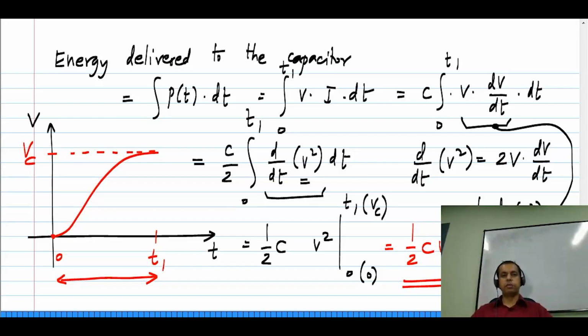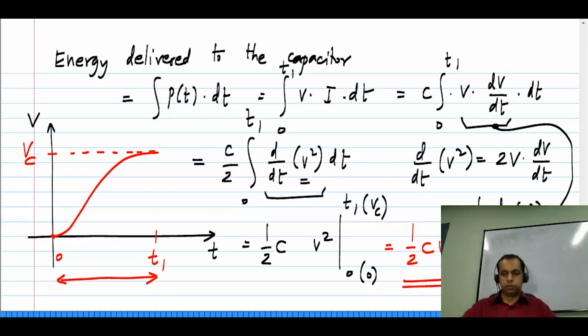Now, of course, this gives you the formula for the capacitor's energy when its voltage is Vc, because if the capacitor's voltage is Vc, you can imagine that it is taken from 0 to Vc in some way. It doesn't matter how you take it. So, if you do that, you have delivered an energy of half C Vc squared to the capacitor, and this energy half C Vc squared will be stored in the capacitor.